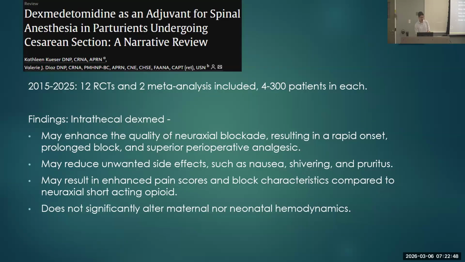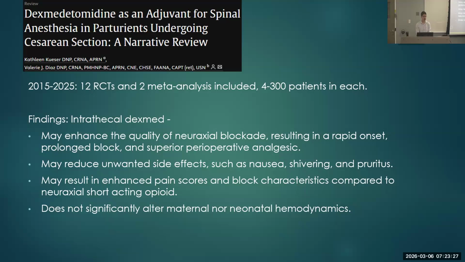Dexmedetomidine as an adjuvant for spinal anesthesia in patients undergoing C-section. Again, we're seeing pretty similar stuff to what we saw with the previous findings about spinal. So they looked at the past 10 years, 12 RCTs, a couple of meta-analyses, 300 to 400 patients each. And their findings were that intrathecal Dexmed may enhance quality of neuraxial blockade, more rapid onset, prolonged block, superior peri-op analgesia, may reduce unwanted side effects such as nausea, shivering, and pruritus, may result in enhanced pain scores and block characteristics compared to neuraxial short-acting opioid, and importantly does not significantly alter maternal nor neonatal hemodynamics.